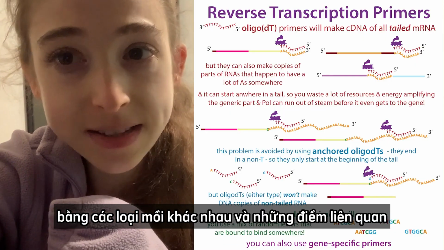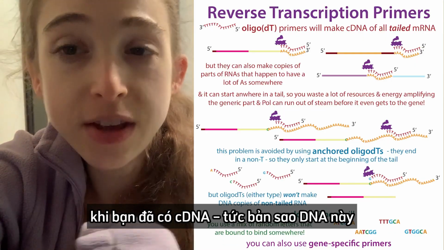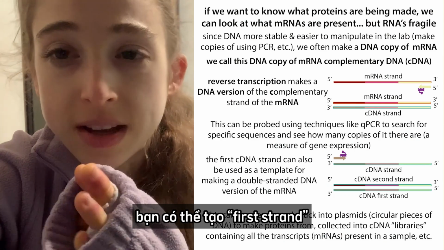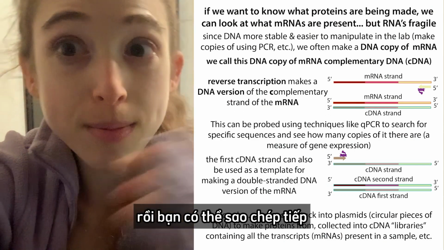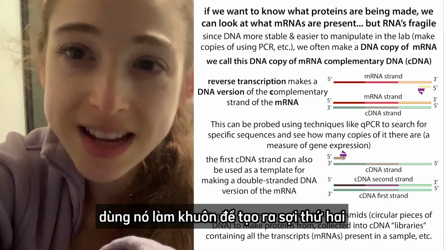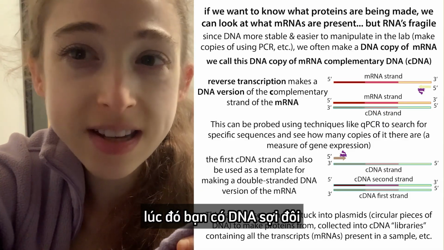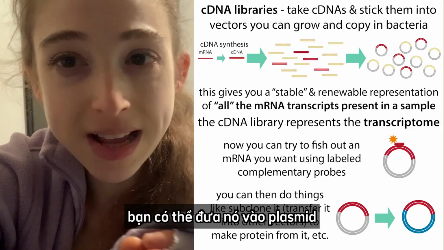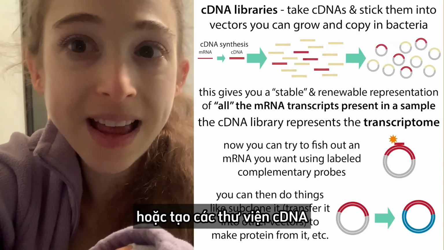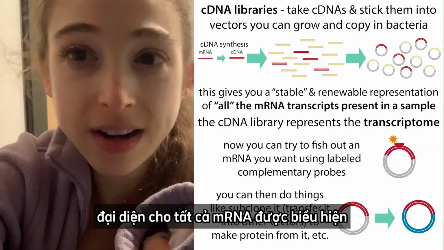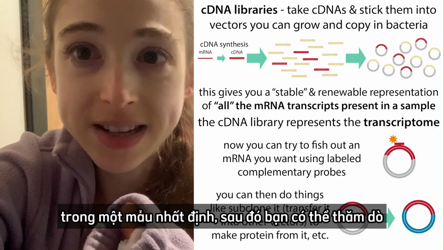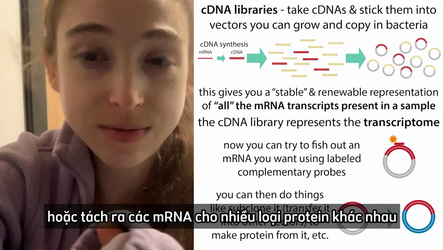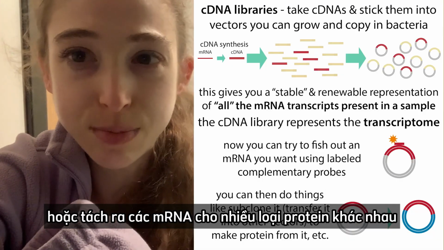I'll tell you more about this as well as different strategies for making cDNA with different types of primers and things like this. Once you have that cDNA, you have that DNA copy, you can do a first strand, make one strand of a copy, then you can use that as a template for making the second strand. Now you have double-stranded DNA, you can do things like stick it into plasmids, make cDNA libraries representing all the different mRNAs that were expressed in a given sample. You can then probe this, you can fish out the mRNAs for various proteins.